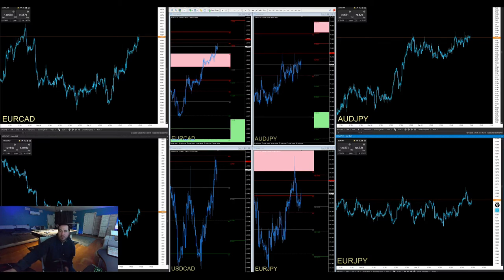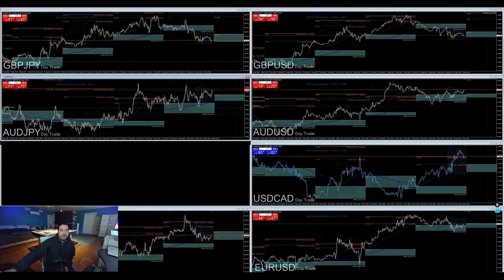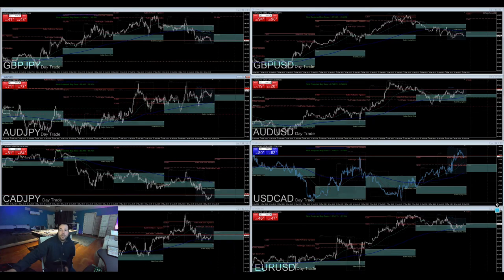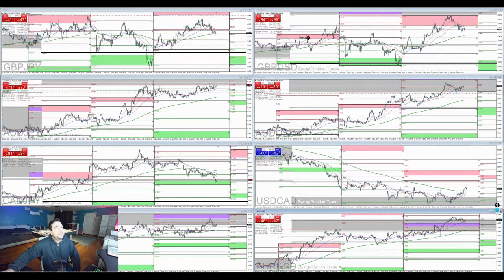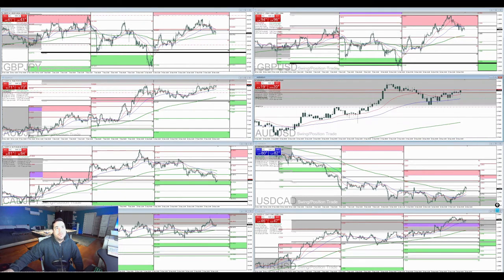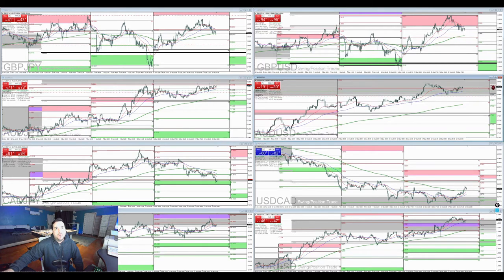Let's go ahead and go into the swing trading. Let's go ahead and pull that up. I need the swing trading full pivots here. Okay, we'll go one by one on this. All right, so the pound US dollar is not eligible. The Australian US dollar is only eligible for a short because we have reached the monthly take profit zone, and we are right there.